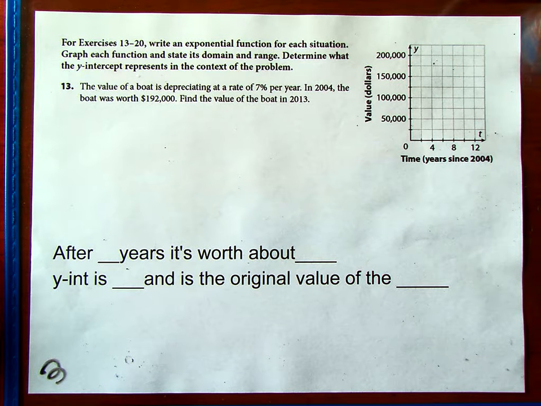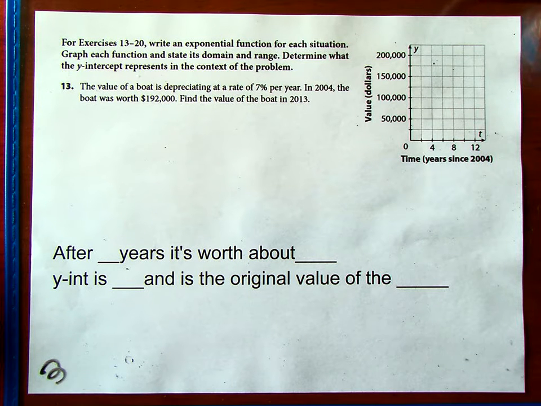Okay, so the value of the boat is depreciated at a rate of 7% per year. In 2004, the boat was worth $192,000. They want us to find the value of the boat in 2013. So let's say you buy a big boat, it's real nice, but it depreciates. And they want to know by 2013 what would the value be in case they want to sell it.